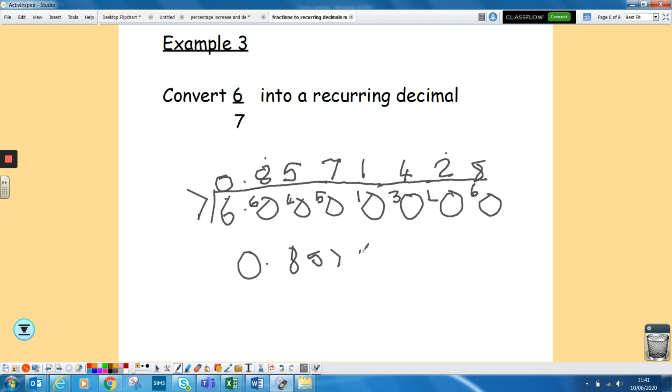So my answer is 0.857142, and your dots there on the first and last digits, because that's what's recurring. Hopefully you should be able to get a grasp of that, because really the big skill is just the bus stop method, which you all should be able to do.